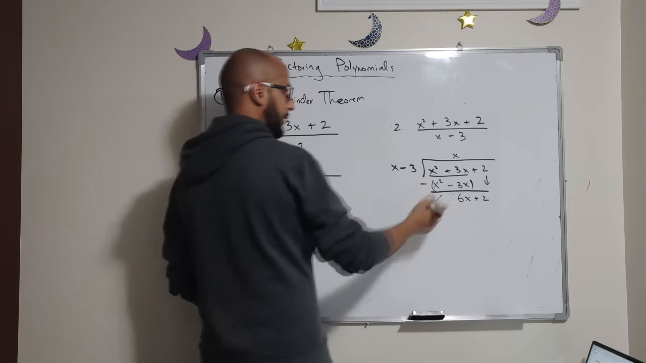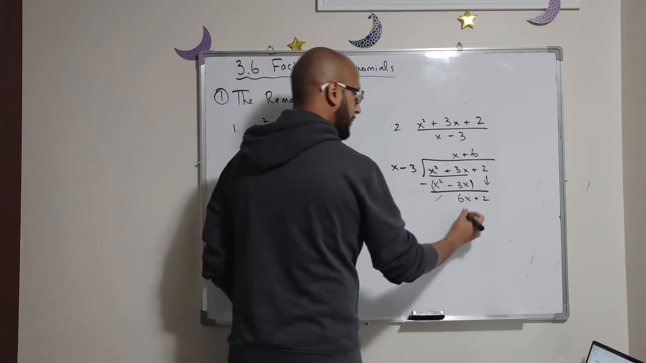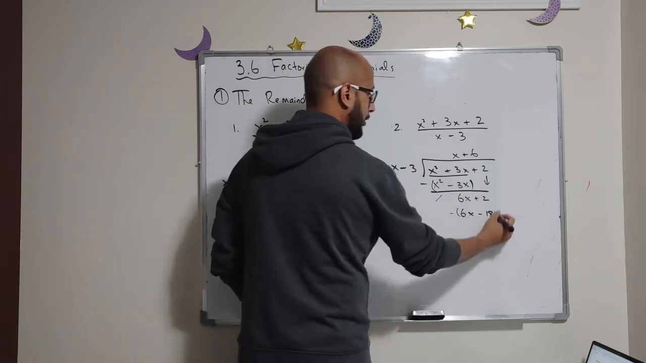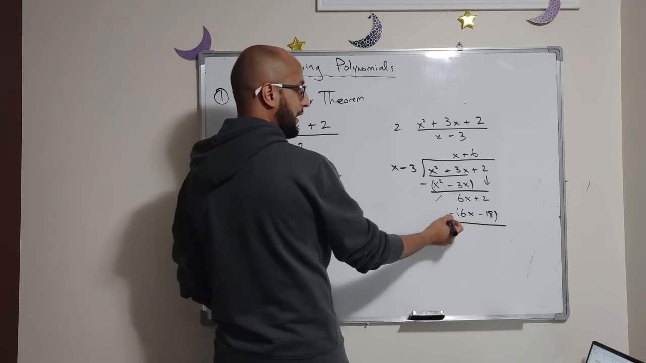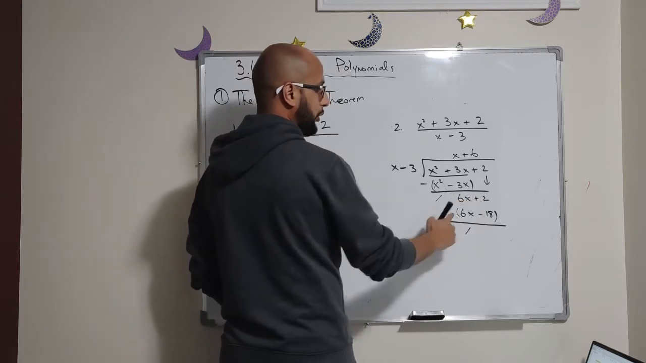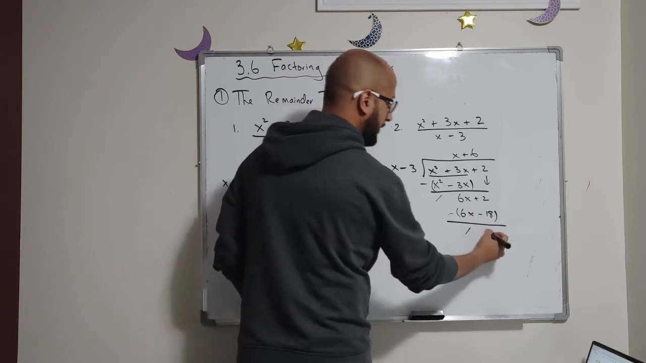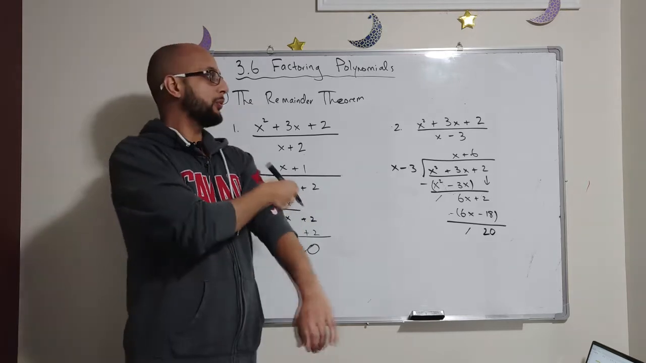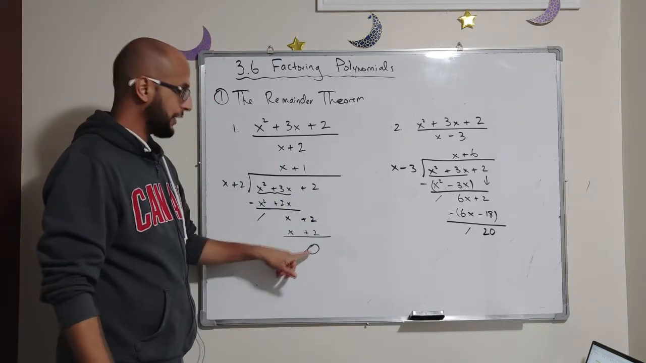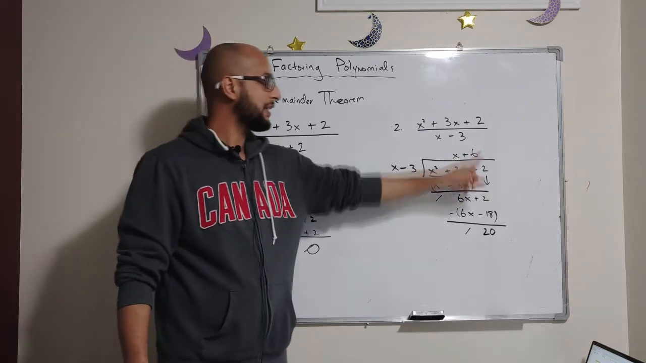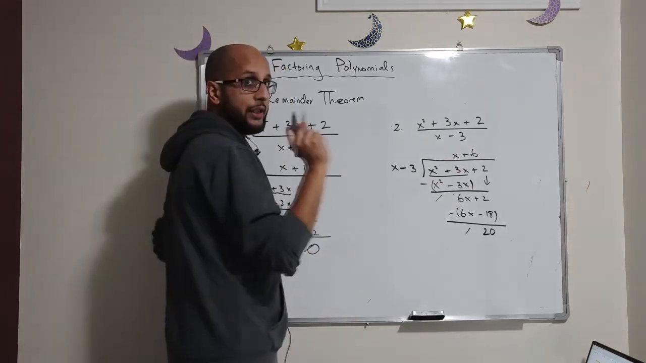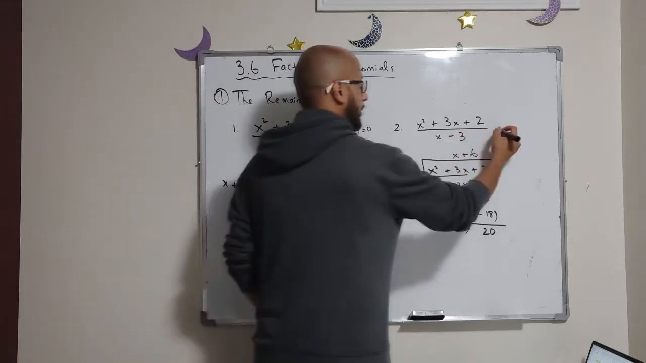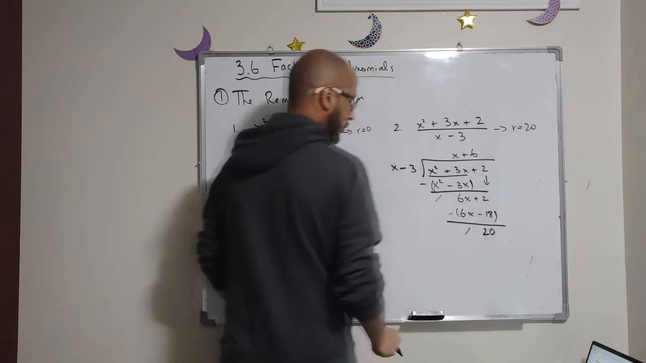Now we do 6x divided by x to get the 6. 6 times x is 6x. 6 times negative 3 is minus 18. We're going to subtract all of this. 6x minus 6x is 0. 2 minus a negative 18 becomes 2 plus 18, which is 20. So when we take x squared plus 3x plus 2, if we divide by x plus 2, we'll get 0. If we divide by x minus 3, we'll get 20. I'm looking at the remainder specifically. So for this one, the remainder would be 0, and for this one, the remainder is 20.